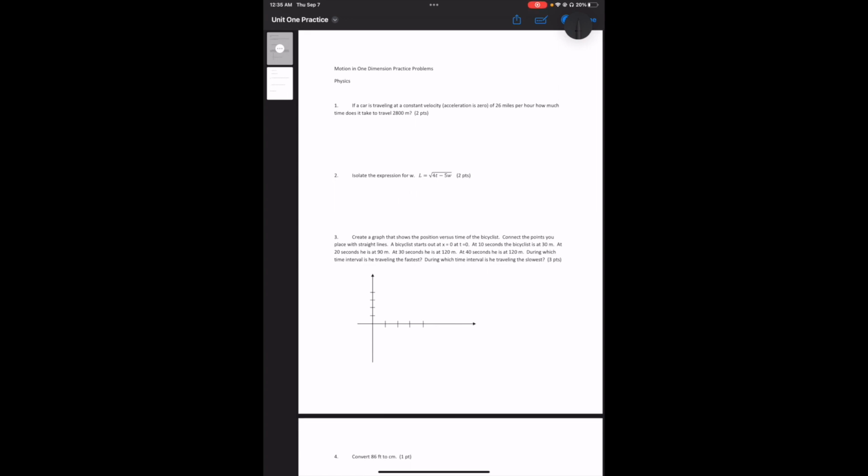So question 1: if a car is traveling at a constant velocity, acceleration is 0, of 26 miles per hour, how much time does it take to travel 2,800 meters? So right away we get that our acceleration is 0. So we can write that off to the side here, 0 meters per second squared. And now let's take a look at the values that they give us.